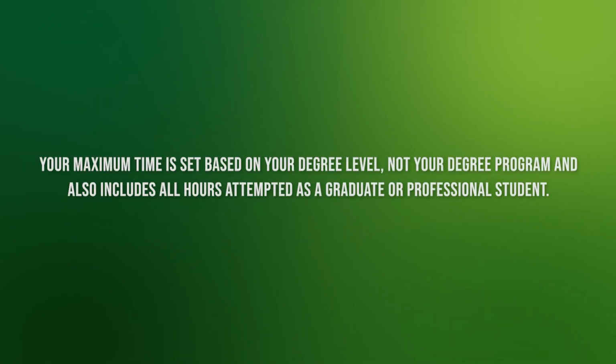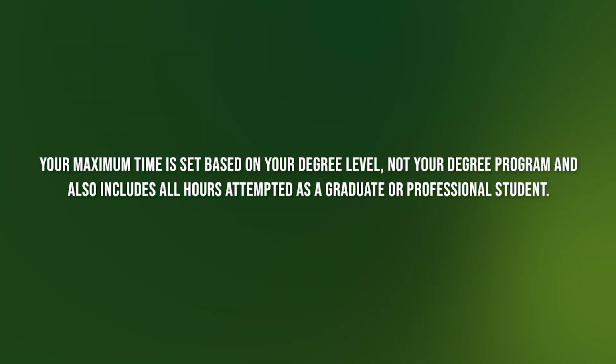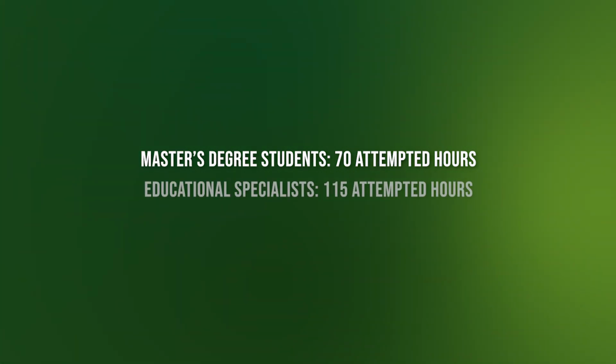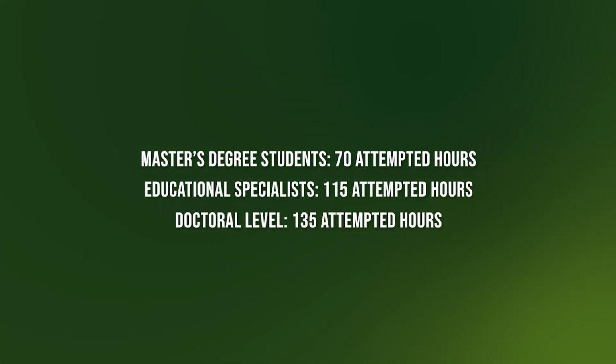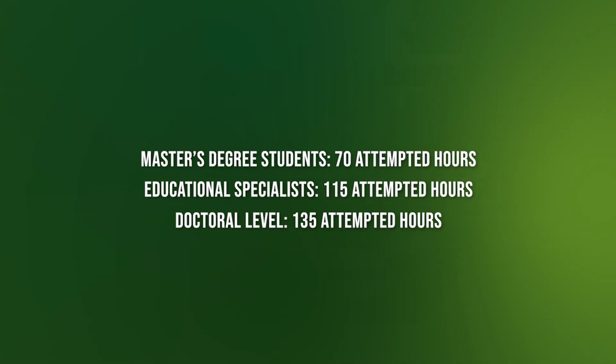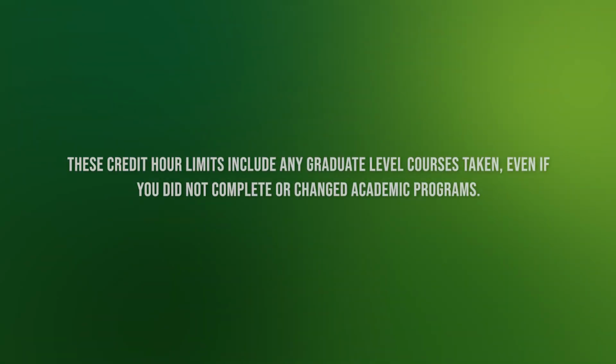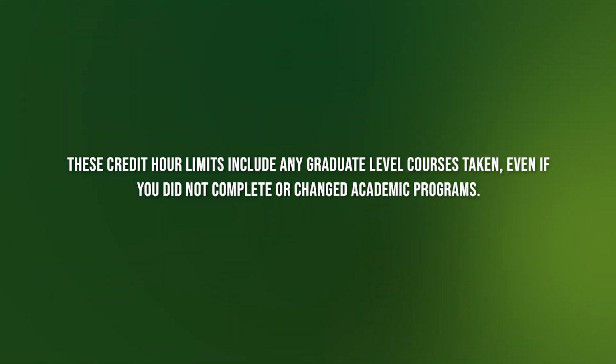Your maximum time is set based on your degree level, not your degree program, and also includes all hours attempted as a graduate or professional student. Master's degree students can receive aid until 70 hours have been attempted. Educational specialists, 115 attempted hours, and doctoral level, 135 attempted hours. These credit hour limits include any graduate level courses taken, even if you did not complete or changed academic programs.